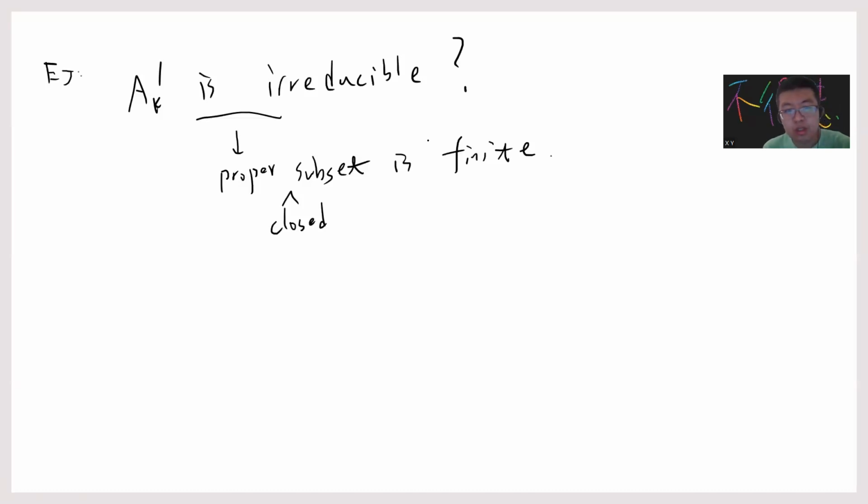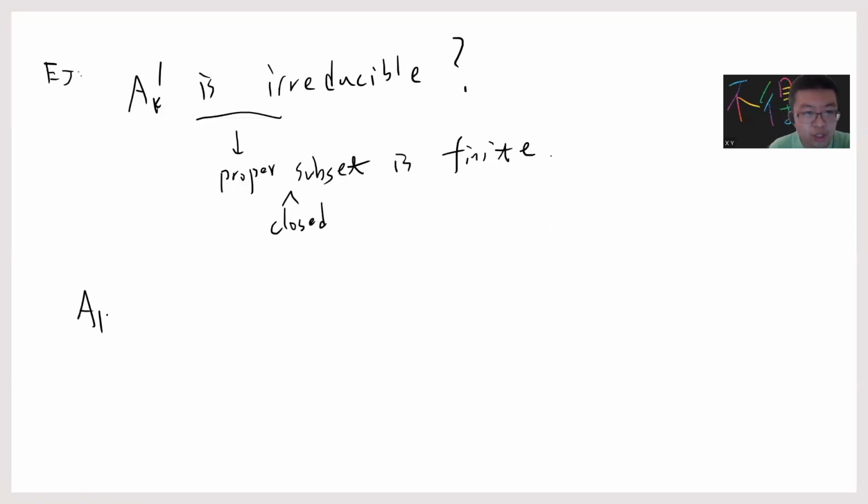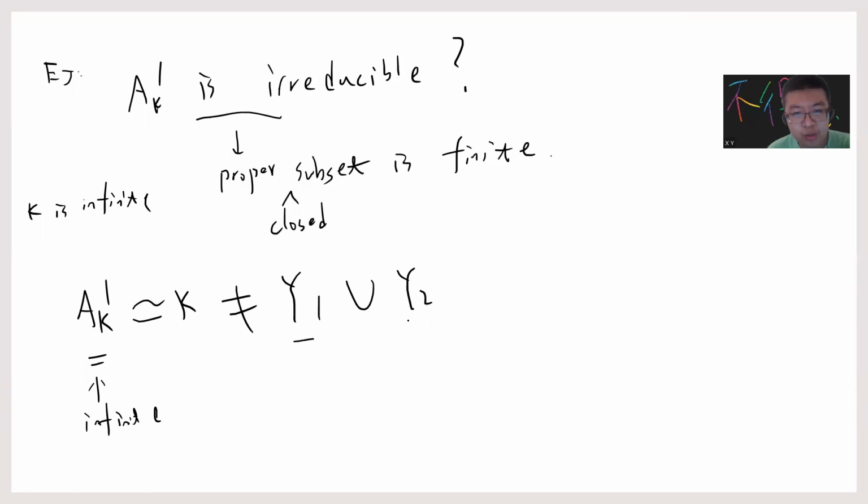So you can check that the whole line is irreducible, because if k is infinite, then A^1_k is infinite. But as a set, it's just k, right? And k cannot be written as a union of two finite sets. By the way, notice that k is algebraically closed, so k must be infinite.